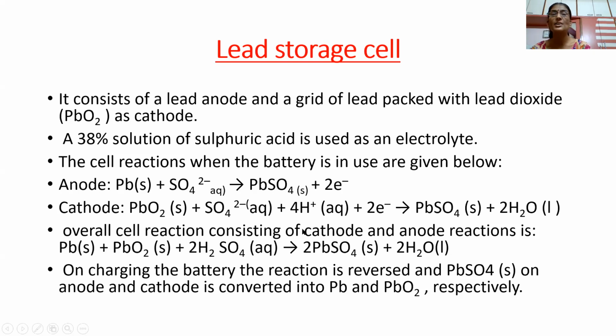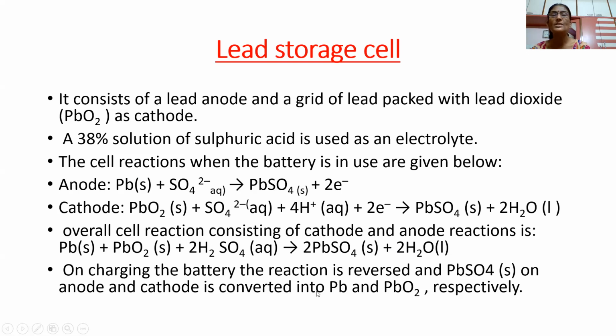So the overall reaction, consisting of cathode and anode reactions, is this one during discharging. We added both reactions, anode and cathode. So this is the reaction taking place in the cell when it is discharging. During charging, the reaction takes place in the opposite direction. On charging the battery, the reaction is reversed.